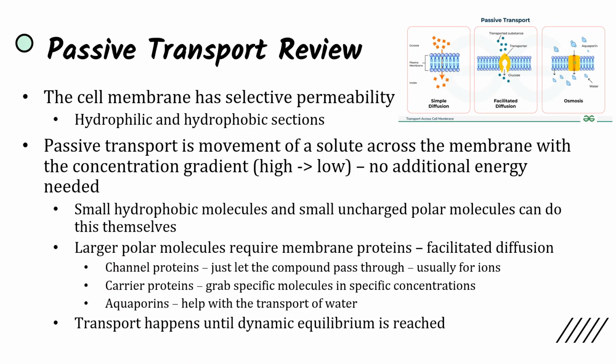Let's start by reviewing passive transport. So the cell membrane has selective permeability. Some things are going to be allowed to go in and some things are going to be allowed to go out. And this is due to the hydrophilic and hydrophobic sections of the phospholipid bilayer which make up the membrane. And passive transport is movement of a solute across the membrane with the concentration gradient, from a high concentration to a low concentration. And this is not going to require any additional energy.